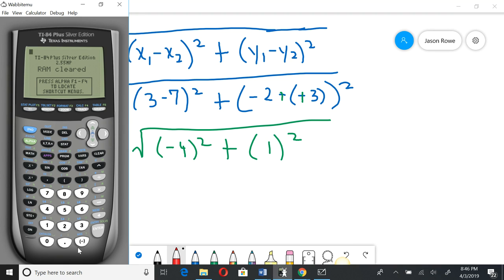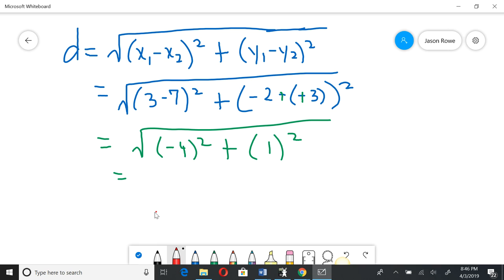There's a big difference between this, -4 squared, which is going to give you -16. And if we put it in parentheses and do (-4) squared, this is what you need to do because it'll give you positive. Anytime you square a negative number, it's going to be positive. So don't forget your parentheses if you're trying to use it on a calculator. So (-4) squared is 16.